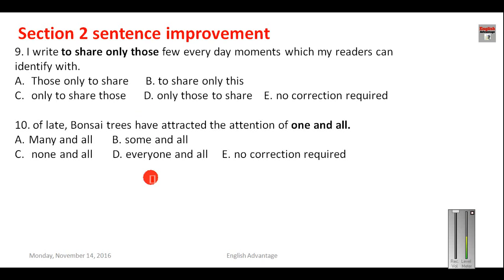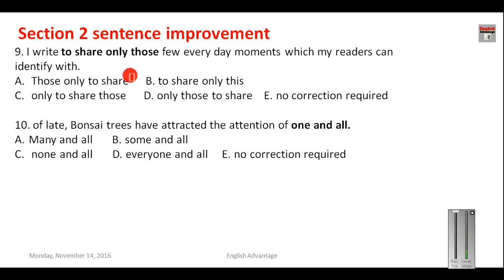Now question number 9 and 10, again sentence improvement. I write to share only those few everyday moments which my readers can identify with. So options are given here. Please try to figure out the answer of this question. And this model test is based on previous year question papers, and these are the real questions that will come in your IBPS, not only pre-exam but also in mains exam. Okay, so please practice this question properly and carefully.